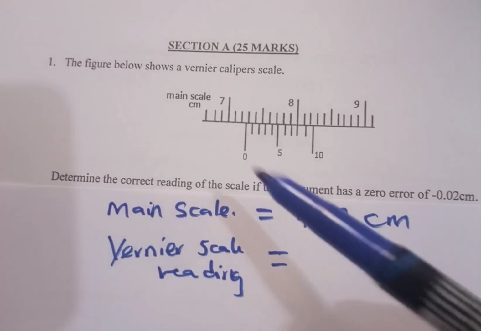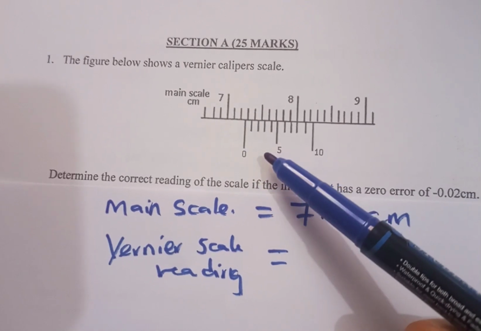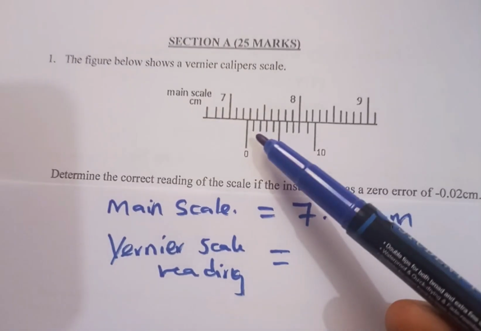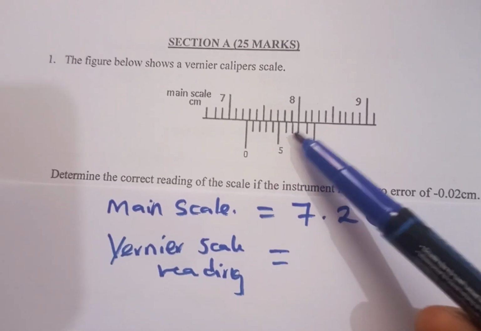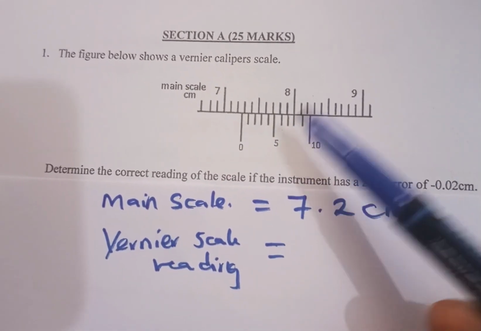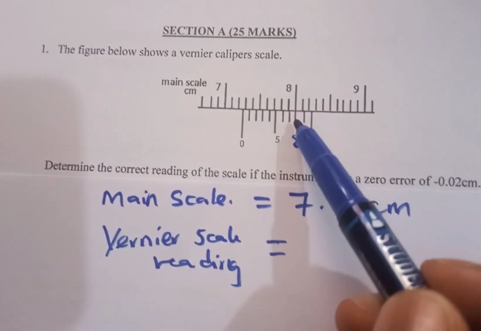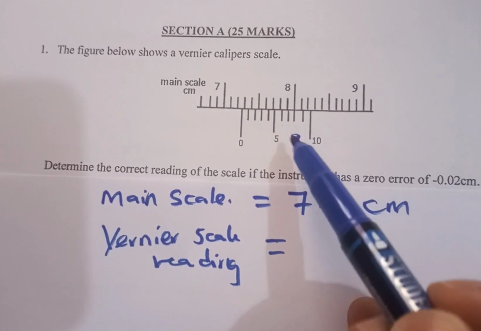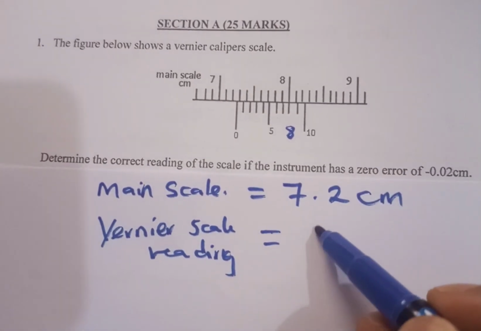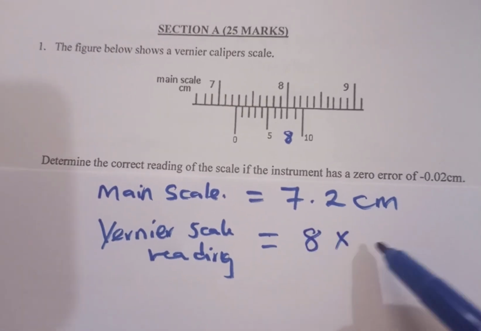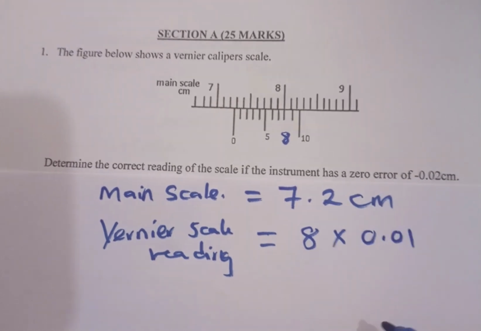How do we take the reading on the vernier scale? We count until we have a mark on the vernier scale coinciding with a mark on the main scale. In this case, the eighth mark is the one coinciding with another mark on the main scale, as you can see. So we have 8 multiplied by 0.01, the least count.